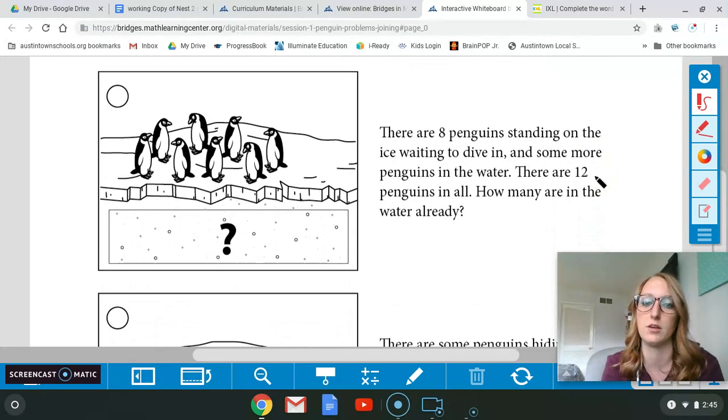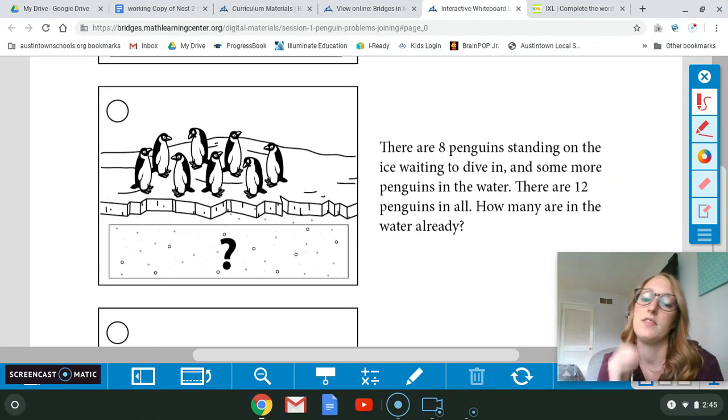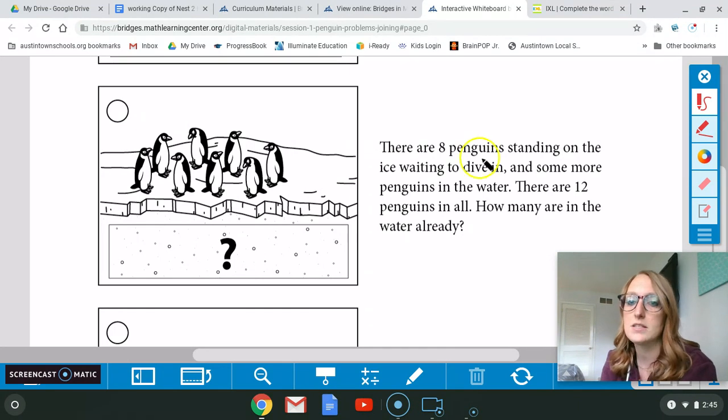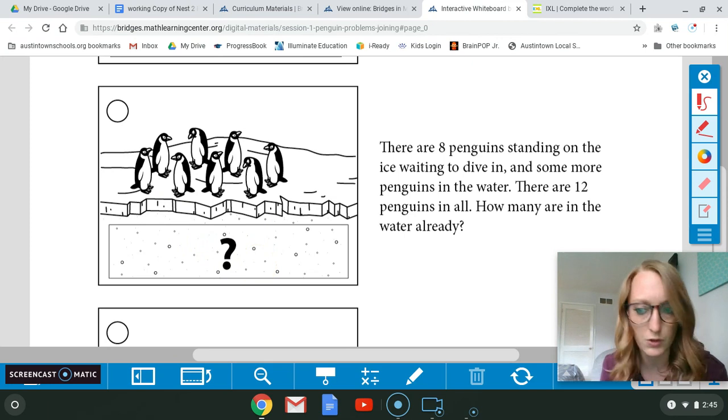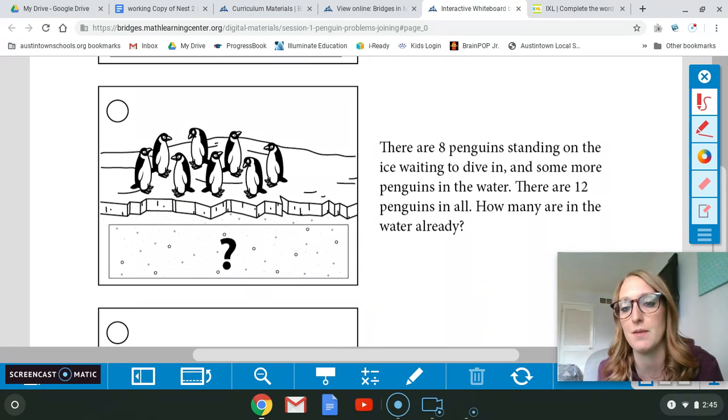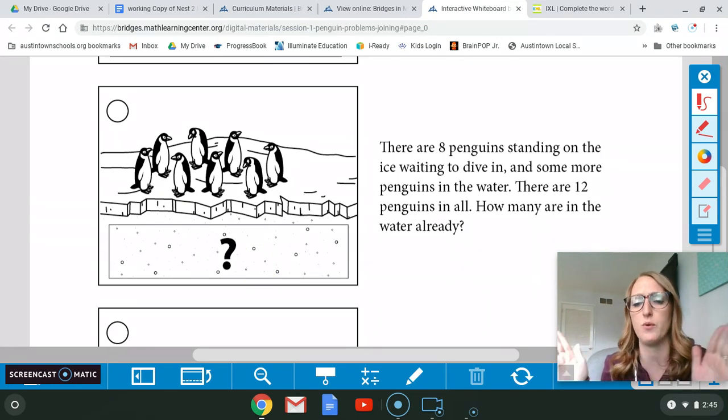All right, let's scroll down a little bit and we'll do the next one. This one says there are 8 penguins standing on the ice waiting to dive in. We see them up here, 2, 4, 6, 8. And some more penguins in the water. Do we know how many are in the water? Nope, we see some. And when we do some in math, what do we use? Boys and girls, when I write an equation and I have the word some, what do I put in its place? I use a box. Okay, that shows me that we don't know, but there's a number that's supposed to go there.